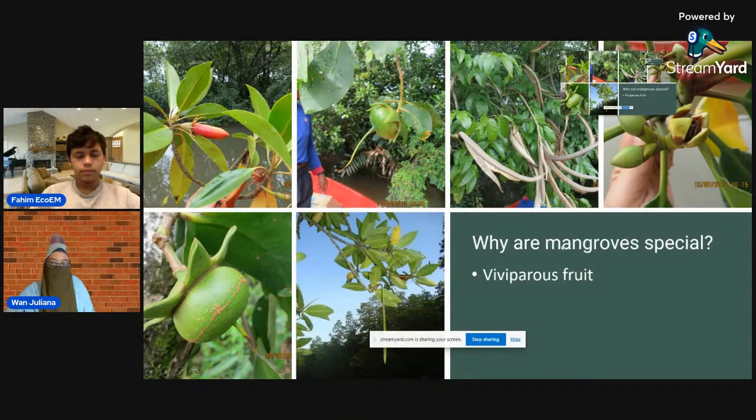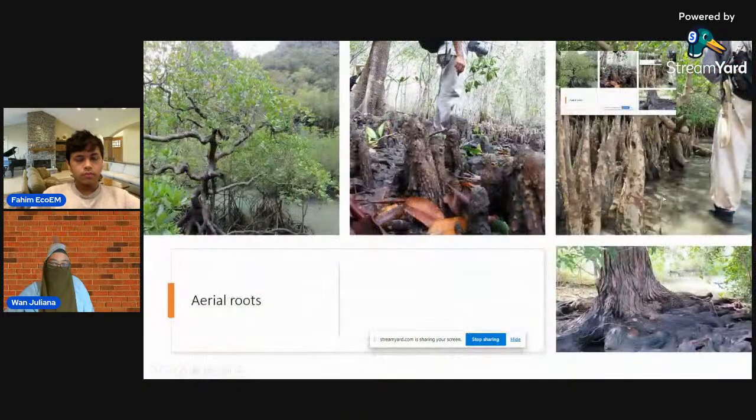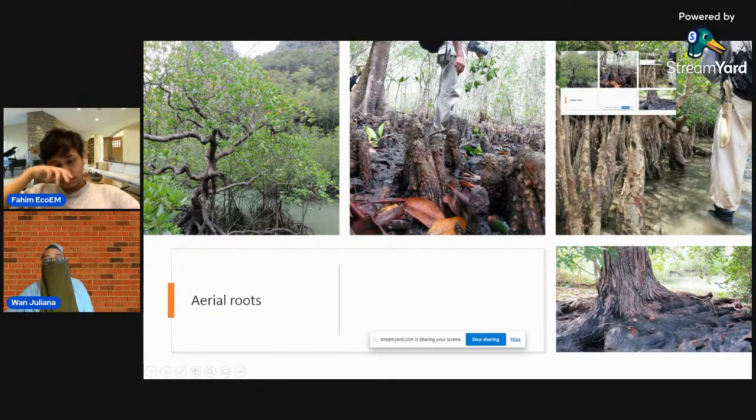Other than the fruit, this is only talking about the fruit. Another feature that is interesting about the mangroves are the roots. There are different kinds of roots for different species in mangrove forests. The most common one are the prop roots in the far left here. The second photo in the middle is the knee roots, which looks like your knee when you bend your knee. And the third one here on the top is a huge cone-like aerial roots. So all these are aerial roots, but they have different shapes.